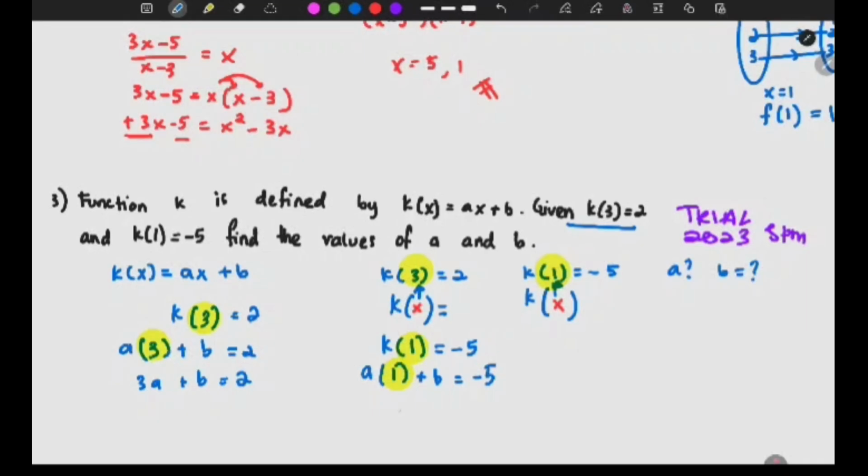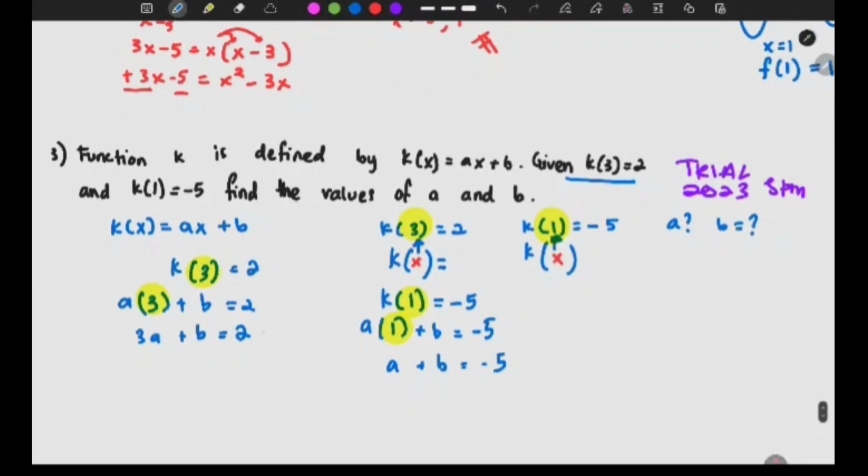It's just your basic mathematics after this. It's your normal maths which you learn in lower secondary. You have 2 unknowns, 2 equations. What do you do? Simultaneous equation. So let's do simultaneous equation. You have 3a plus b equals 2 and a plus b equals -5. In this case you can use elimination method or substitution method. For me, I would prefer to do elimination method.